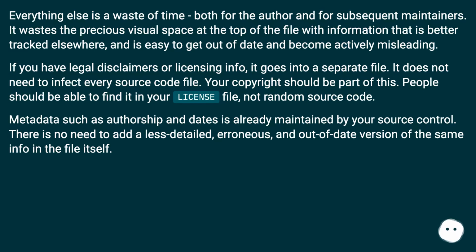If you have legal disclaimers or licensing info, it goes into a separate file. It does not need to infect every source code file. Your copyright should be part of this. People should be able to find it in your license file, not random source code. Metadata such as authorship and dates is already maintained by your source control. There is no need to add a less detailed, erroneous, and out-of-date version of the same info in the file itself.